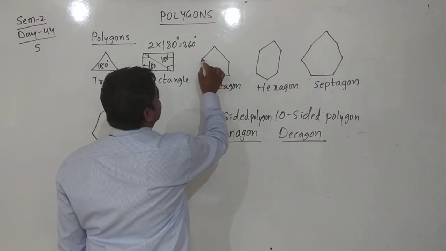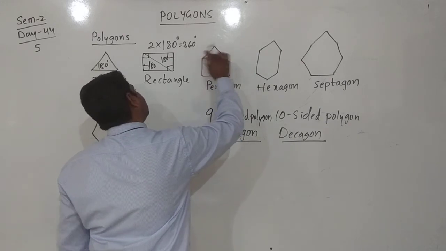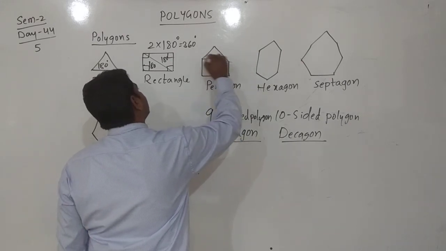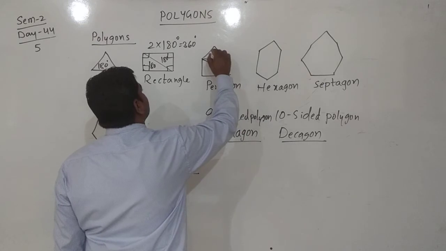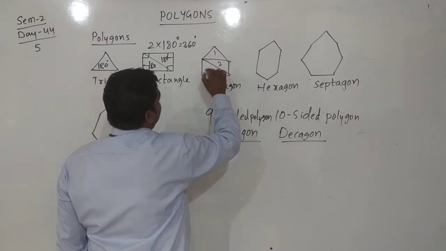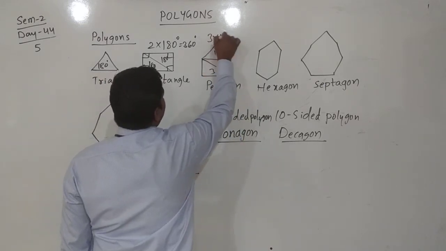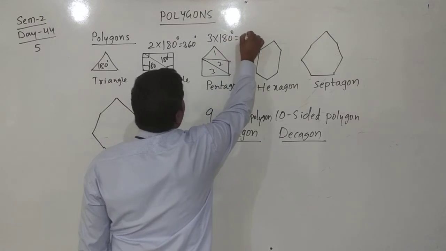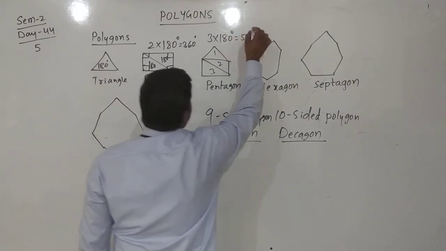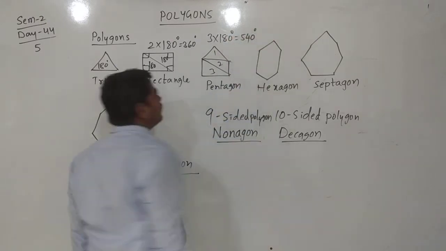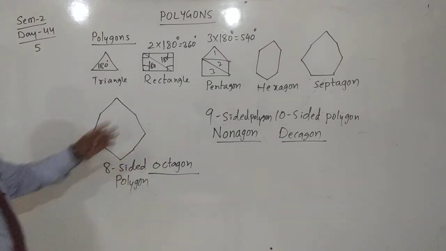Here this pentagon we can cut into how many equal parts? 3 equal parts. We can form 3 triangles: 1, 2, 3. Then 3 into 180 degrees, 18 threes are 54, so 540 degrees. Like that, the hexagon also.